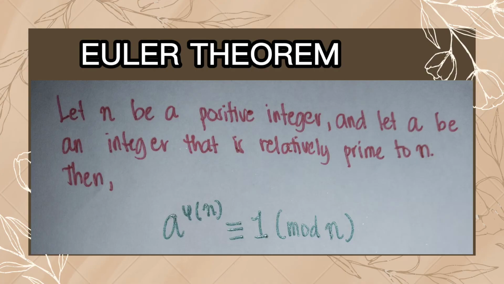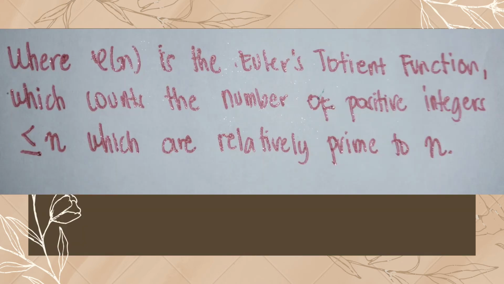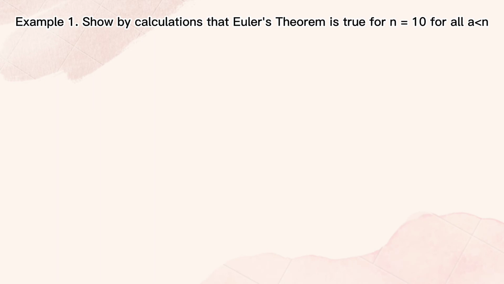Euler's theorem. Let n be a positive integer and let a be an integer that is relatively prime to n. Then a raised to phi of n is congruent to 1 mod n, where phi of n is the Euler totient function, which counts the number of positive integers less than or equal to n which are relatively prime to n. Example 1. Show by calculation that Euler's theorem is true for n equal to 10 for all a less than n.